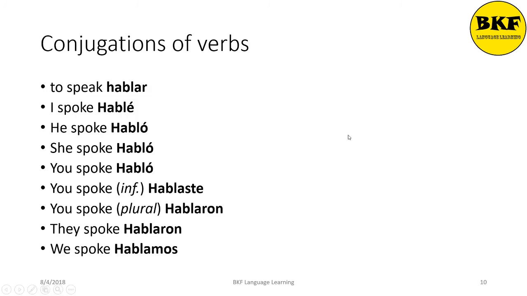Okay, now conjugations of verbs. So to speak is hablar, I spoke is hablé. He spoke is habló, she spoke is habló, and you spoke is habló. So the form remains the same for these three subjects. Okay, if I want to say you spoke in an informal way, I'm going to say hablaste. If I want to say you spoke for plural, I'm going to say hablaron. They spoke, again hablaron, we spoke is hablamos.